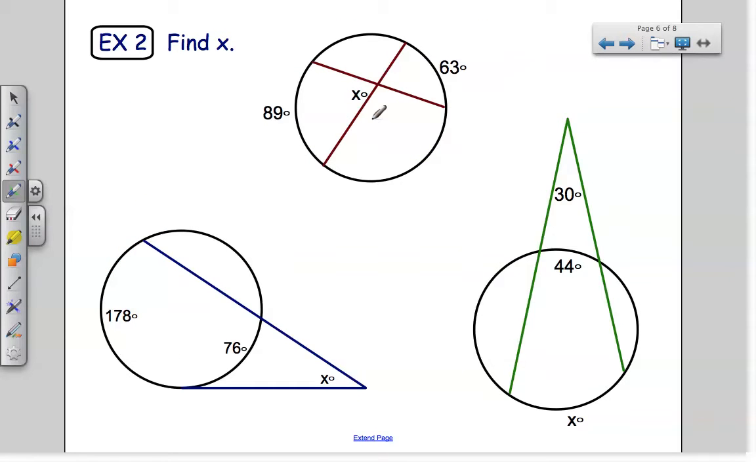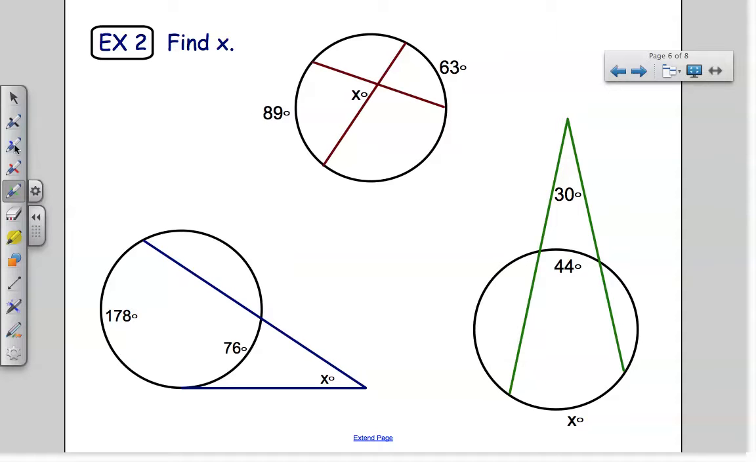Find angle x. Here it looks like these two chords just randomly intersect. This is not the center. So to find that angle x, I know it's going to be the average of these two arcs. It's in between 89 and 63.